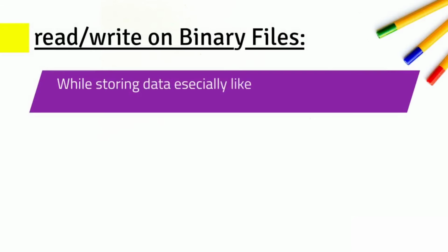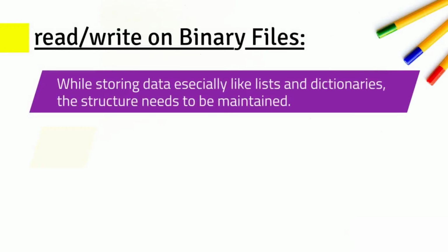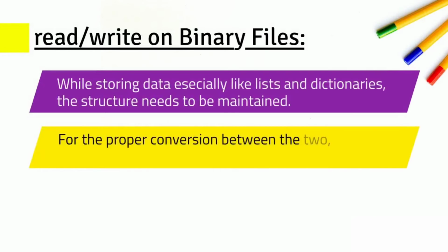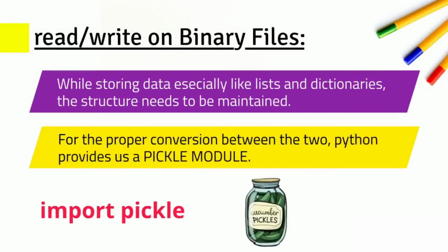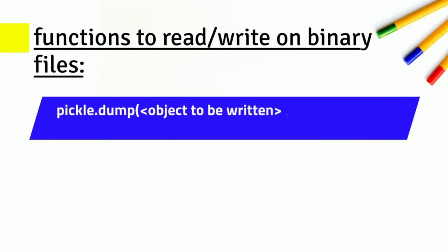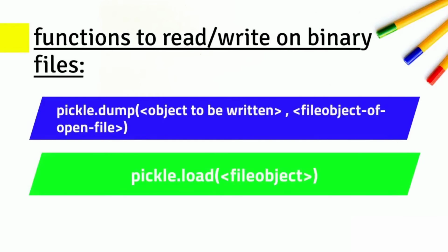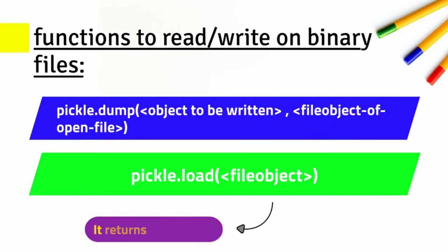While storing data, especially lists and dictionaries, the structure needs to be maintained. For the proper conversion between the two, Python provides us a pickle module. Pickle.dump: object to be written and file object of the open file. Pickle.load: file object. It returns the objects.